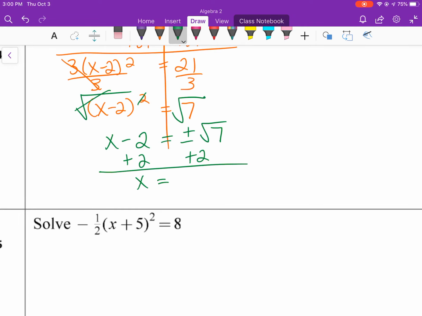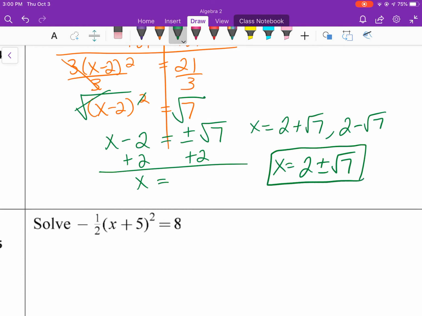But if I wanted to leave it as an exact answer, it's going to be 2 plus the square root of 7 or 2 minus the square root of 7. That's what x is going to equal. Commonly, it's just written as 2 plus or minus the square root of 7. Now, you could use a calculator to approximate that.